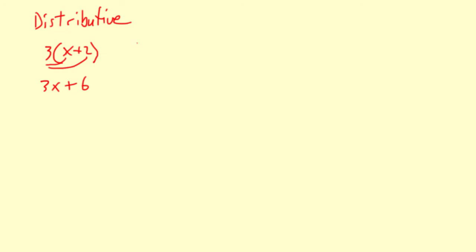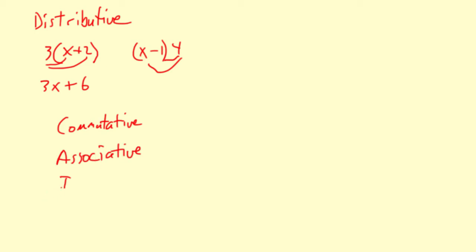And it also works this way. So you have x minus 1, and then a 4 over here. You can distribute like that also. So next we have properties of addition: commutative property, associative, and identity.